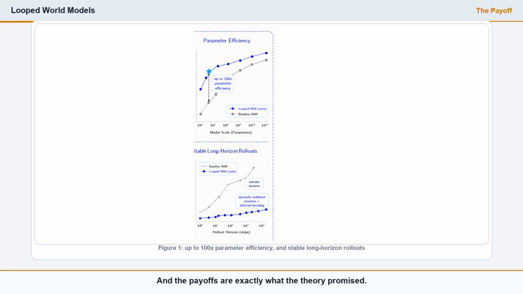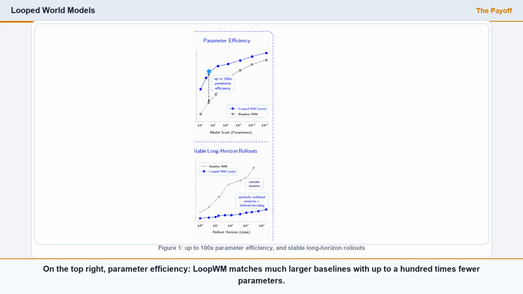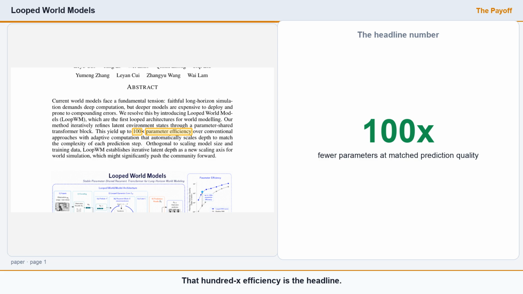And the payoffs are exactly what the theory promised. On the top right, parameter efficiency. Loop WM matches much larger baselines with up to 100 times fewer parameters. On the bottom, stability. Where a normal world model's error explodes over a long horizon, the spectrally stabilized Loop WM stays flat and reliable. That 100x efficiency is the headline.